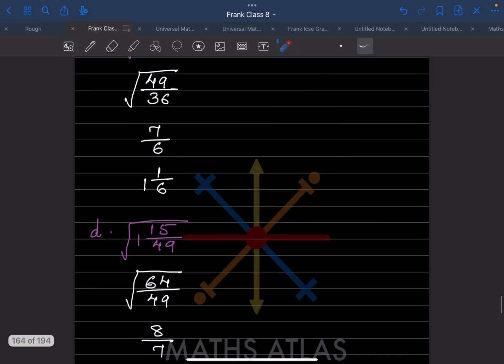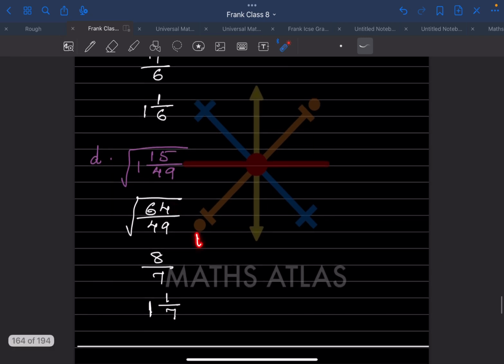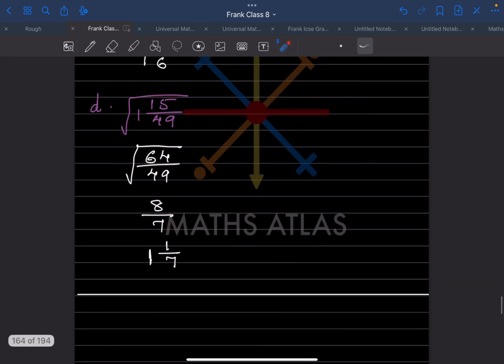Now this is a mixed fraction, so you'll make it improper. That is going to be 64 by 49. So here that can be root of 64 over root of 49. This will be 8 and this is going to be 7. So 8 by 7 is an improper fraction, so you have to divide it. So you get 1 integer 1 by 7.